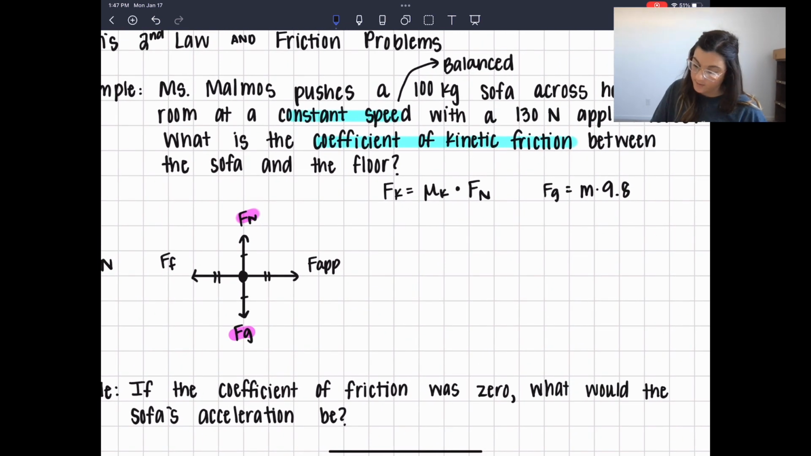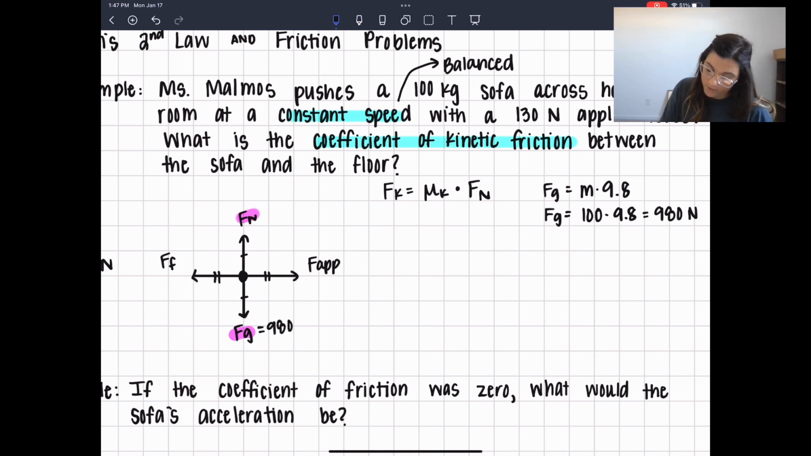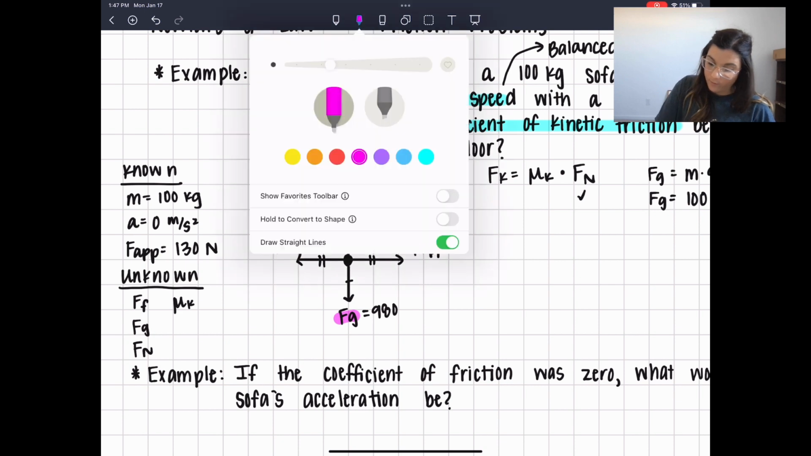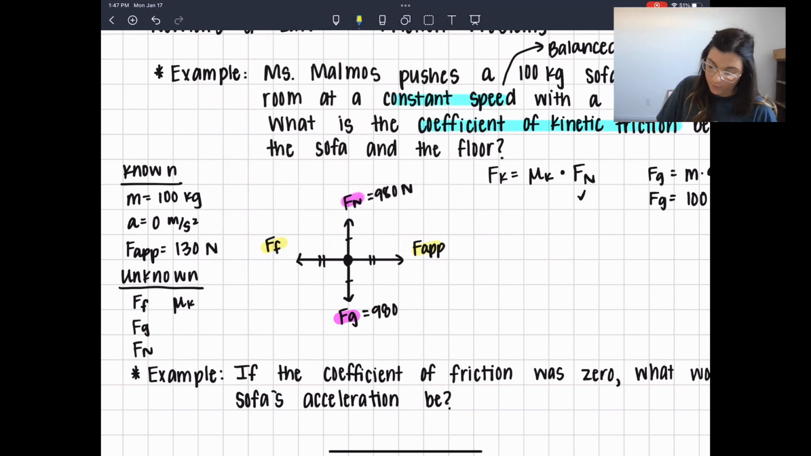So my mass is 100 times 9.8, which is going to get me a force of gravity of 980 newtons. So that means that my normal force is also 980 newtons. Nice. Okay, so I know this. My kinetic friction, I would know if I knew applied force because these two are equal, which I do know because that was something that they gave me. 130 newtons of applied force, which means my friction is 130 newtons.